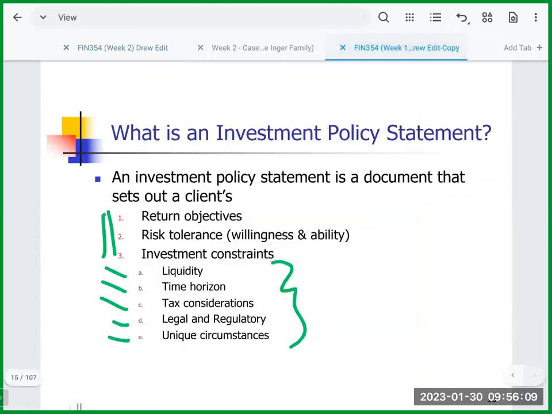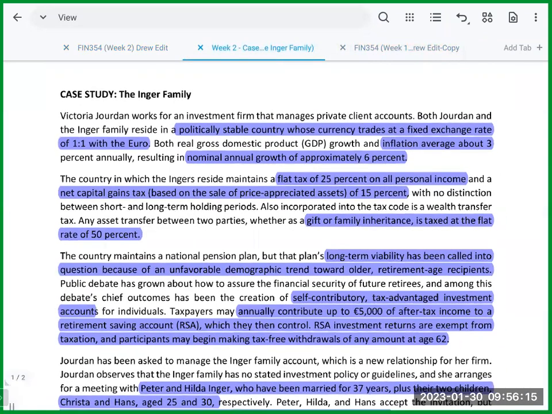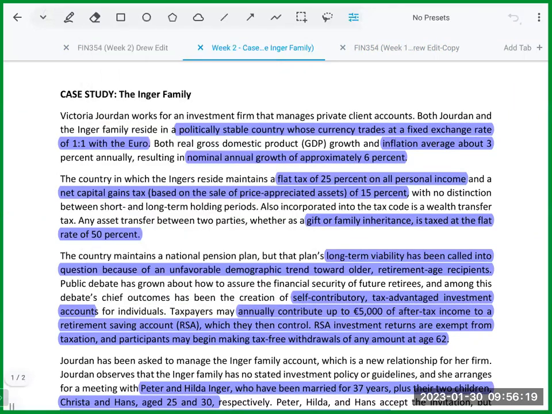Okay. All right, so let's just jump into the case study here. And at the same time, we can annotate and discuss some pointers that we notice in the case study. Okay, so let's go line by line first.